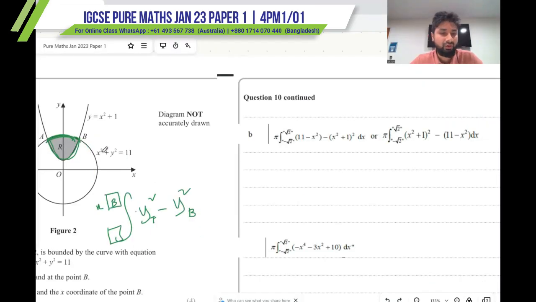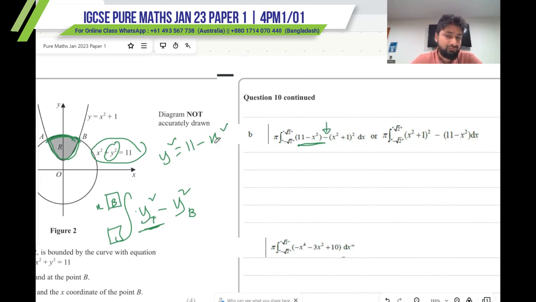The equation which is on top is the equation of the circle. So from here, we can simply make y square the subject. And when you make y square the subject, you get 11 minus x square. So instead of y square, we can just simply write 11 minus x square. Then I will put the negative sign over here, as you can see.